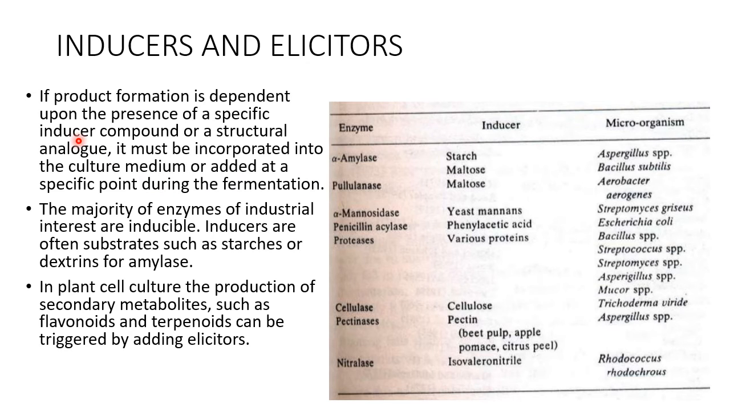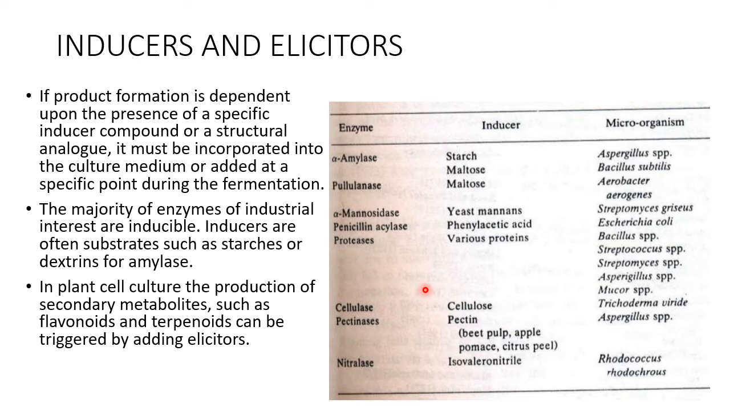Then comes the inducers and elicitors. If product formation is dependent upon the presence of a specific inducer compound or a structural analog, it must be incorporated into the culture media or added at a specific point during fermentation, so that you get your desired product synthesized. The majority of enzymes of industrial interest are inducible. Inducers are often substrates, such as starches and dextrins for amylase. This is one of the examples. And in plant cell cultures, the production of secondary metabolites such as flavonoids and terpenoids can be triggered by adding an elicitor.